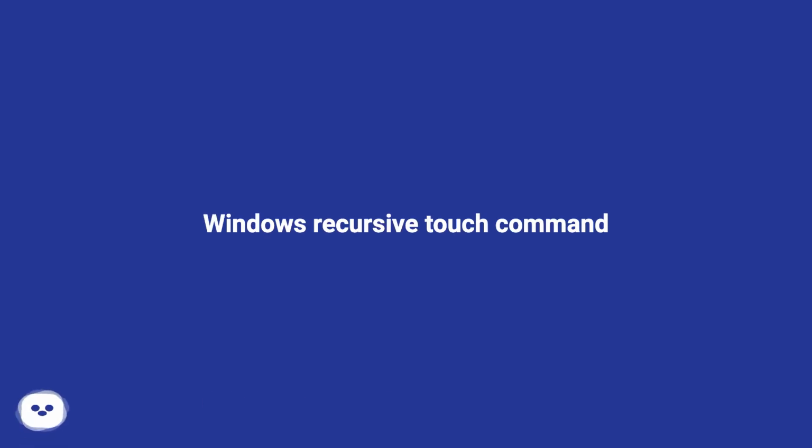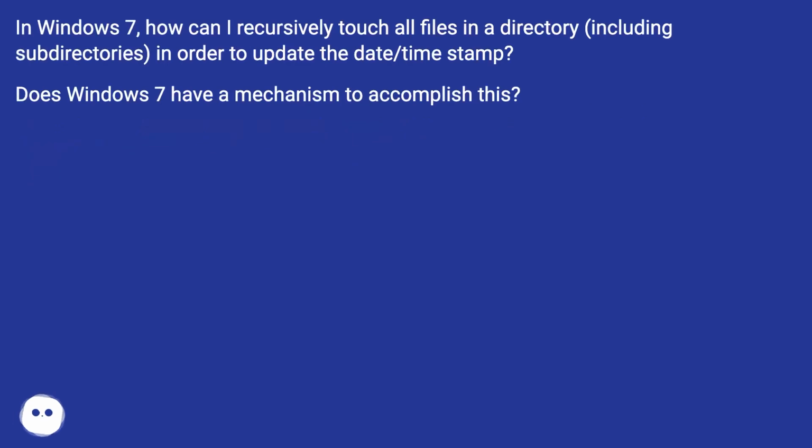Windows Recursive Touch Command. In Windows 7, how can I recursively touch all files in a directory, including subdirectories, in order to update the date timestamp? Does Windows 7 have a mechanism to accomplish this?